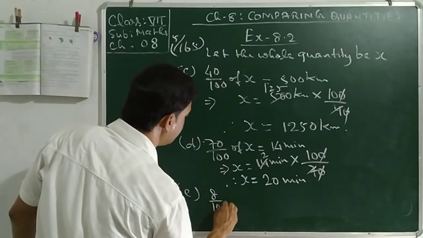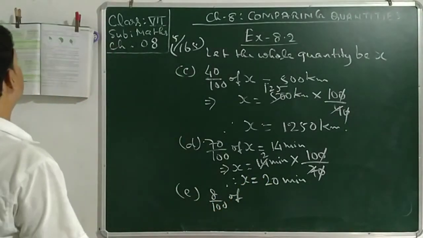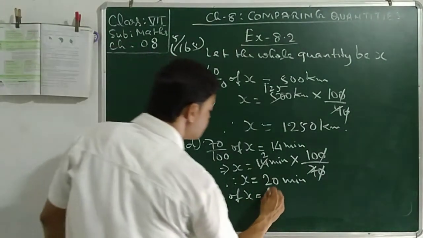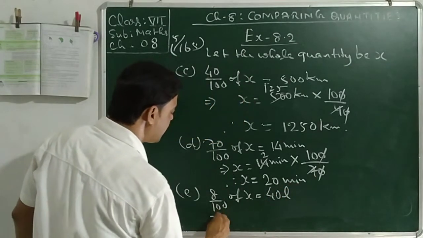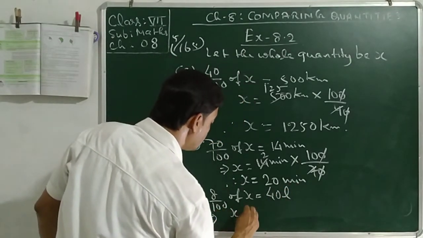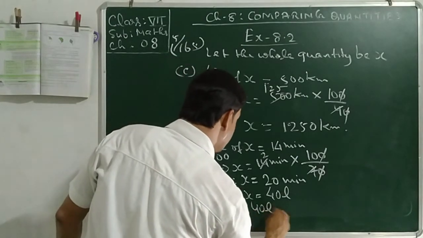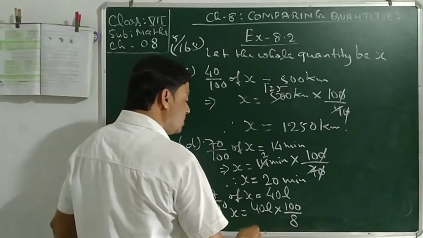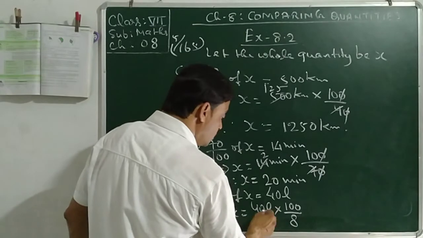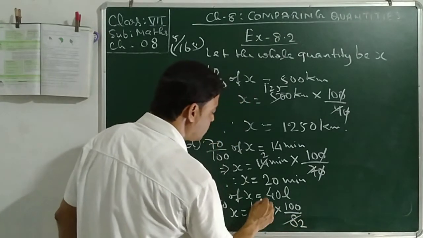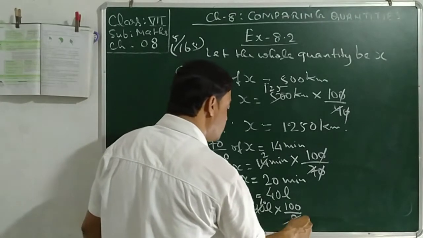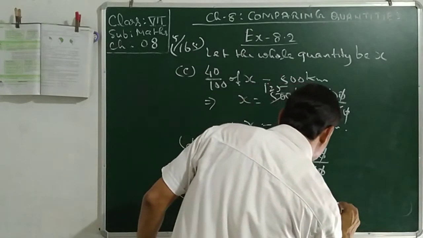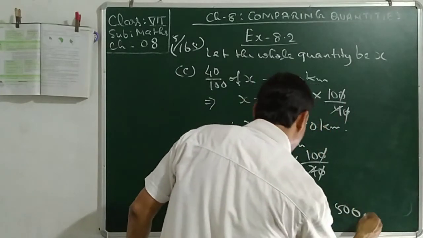8% is given, means 8 by 100 of x equals 40 liter, 40 L. We can find x equals 40 liters into 100 by 8. See, 4 2s are 8, 4 10s are 40, and 2 50s are 100. So you will get 50 into 10, that is 500 liter.